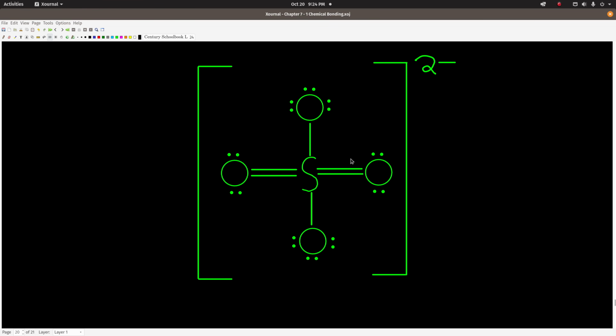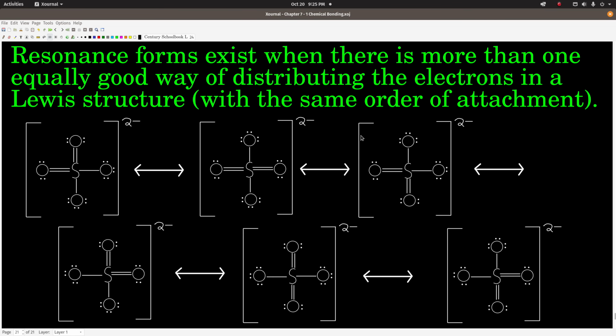And there we go. However, there's one thing left to talk about, and that is we pretty much randomly just picked this oxygen and this oxygen to take the electrons from and make the double bonds. We could have picked any two oxygens and be just as good, right? Well, when that's the case, that tells us that we have resonance forms.